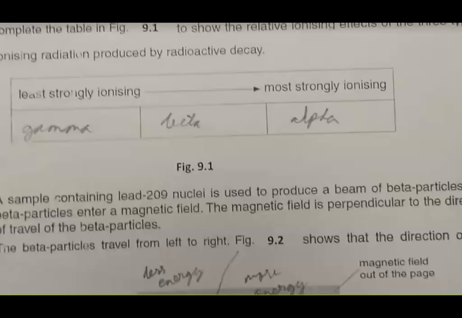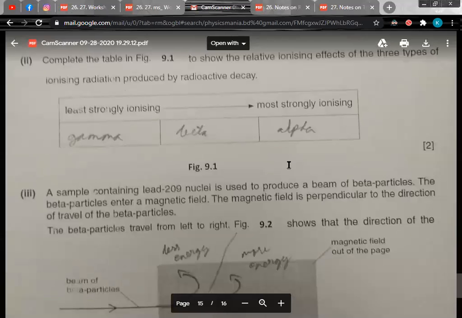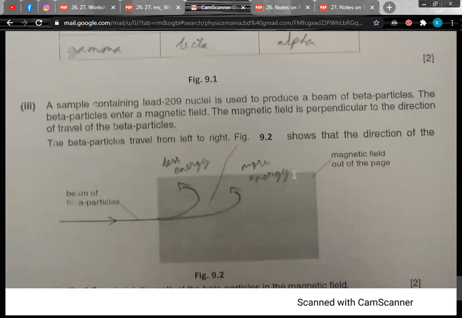Where are you? What happened? Your screen is still on. Okay, go next. Part 3. There are some problems, sir. Is it okay now? Show me the diagram. Go up.